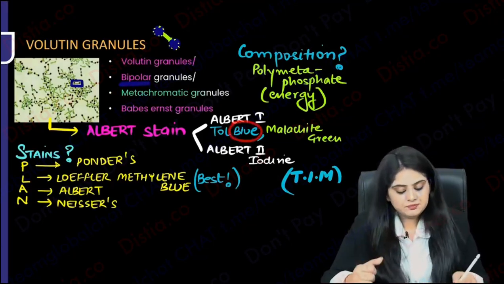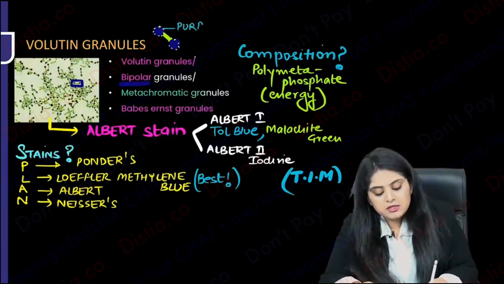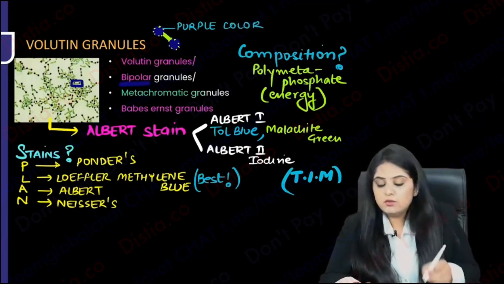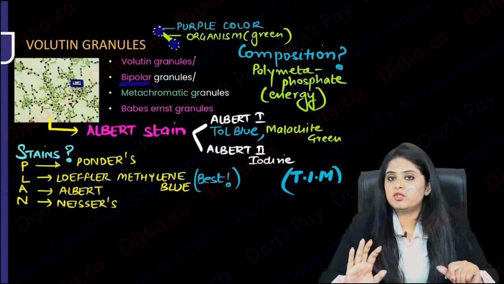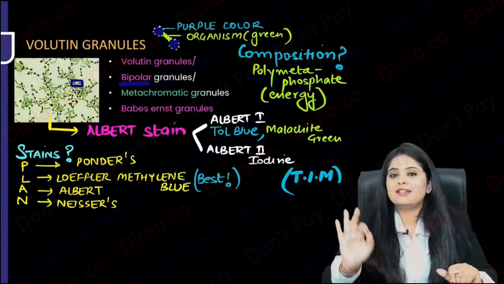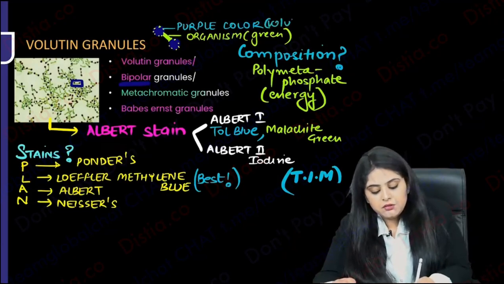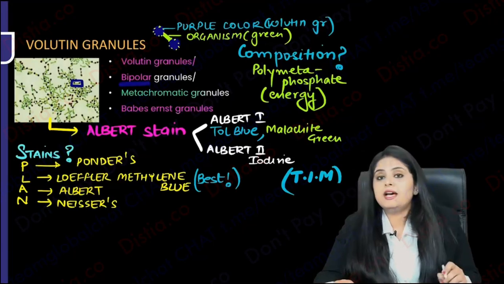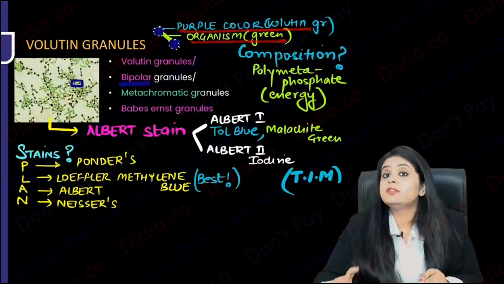It has a blue color, but the color that it's going to show the Volutin granules is purple. I hope everyone's understood, because if they don't give you the image, they will ask you what is the color of the organism. So remember, the organism is going to be green. If I give you a fill in the blank, without the picture, I say on Albert staining, the organism comes dash in color and the Volutin granules come dash in color. You'll say simple: the organism is green in color and the Volutin granules are purple in color.